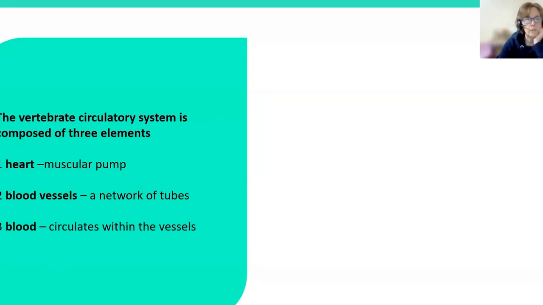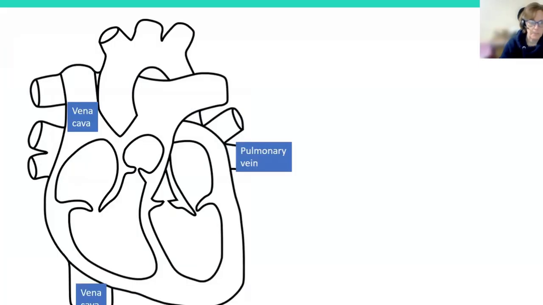So we have three components of the system: the heart, which is a pump, which we just had a brief look at. We've got the blood vessels, which are all the tubes through which the blood flows, and the blood itself, which we've spoken about in an immune way so far, but not in a transport way.